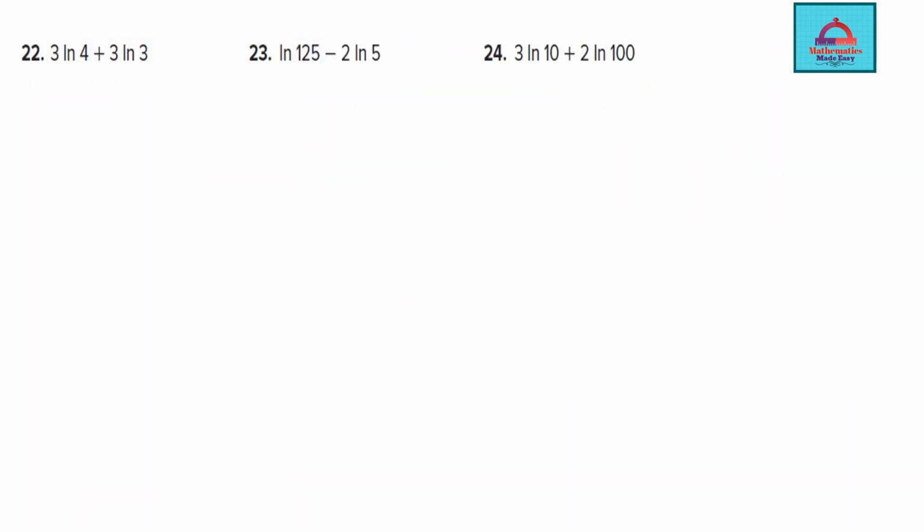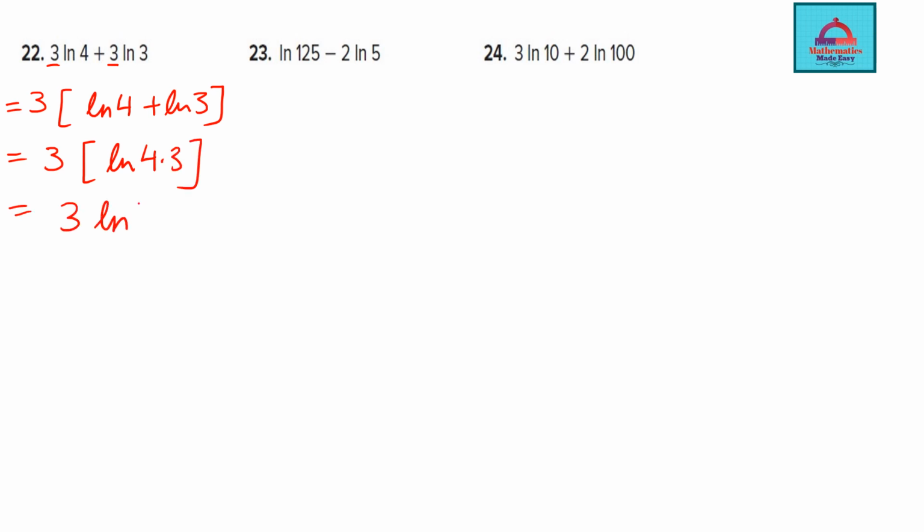Now let's solve questions 22, 23, 24 using the property of logarithm. Here you see number 3 is common, so I can take it outside and write ln 4 plus ln 3. Now if we apply the property of logarithm, addition changes to multiplication. So this is ln 4 multiplied with 3. So the final answer is 3 ln 12 for question 22.